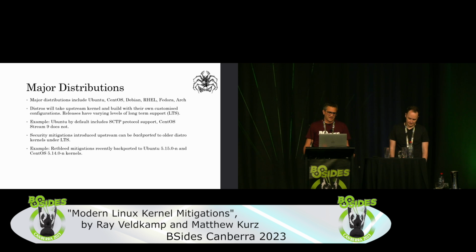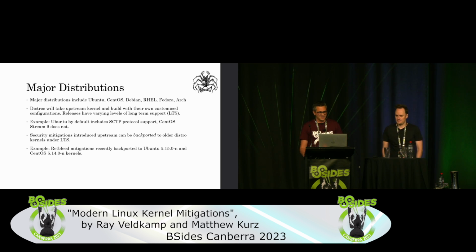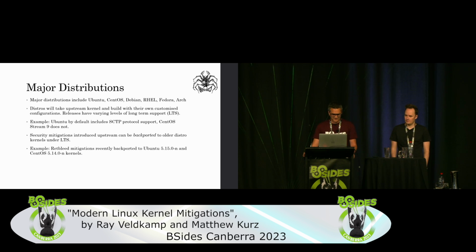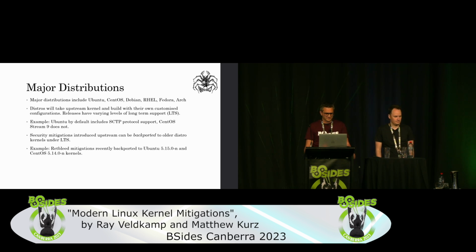An example of how kernels can differ is that on Ubuntu by default, the SCTP networking protocol is included, whereas on CentOS and Red Hat, this network protocol isn't there. So you can see that different distributions will have very different attack surfaces. If you're looking for bugs and you're working them up, usually the attack surface is something you have to consider. It's not really enough to just say I'm targeting a specific kernel version. You have to look at the distribution and how it's been configured as well.